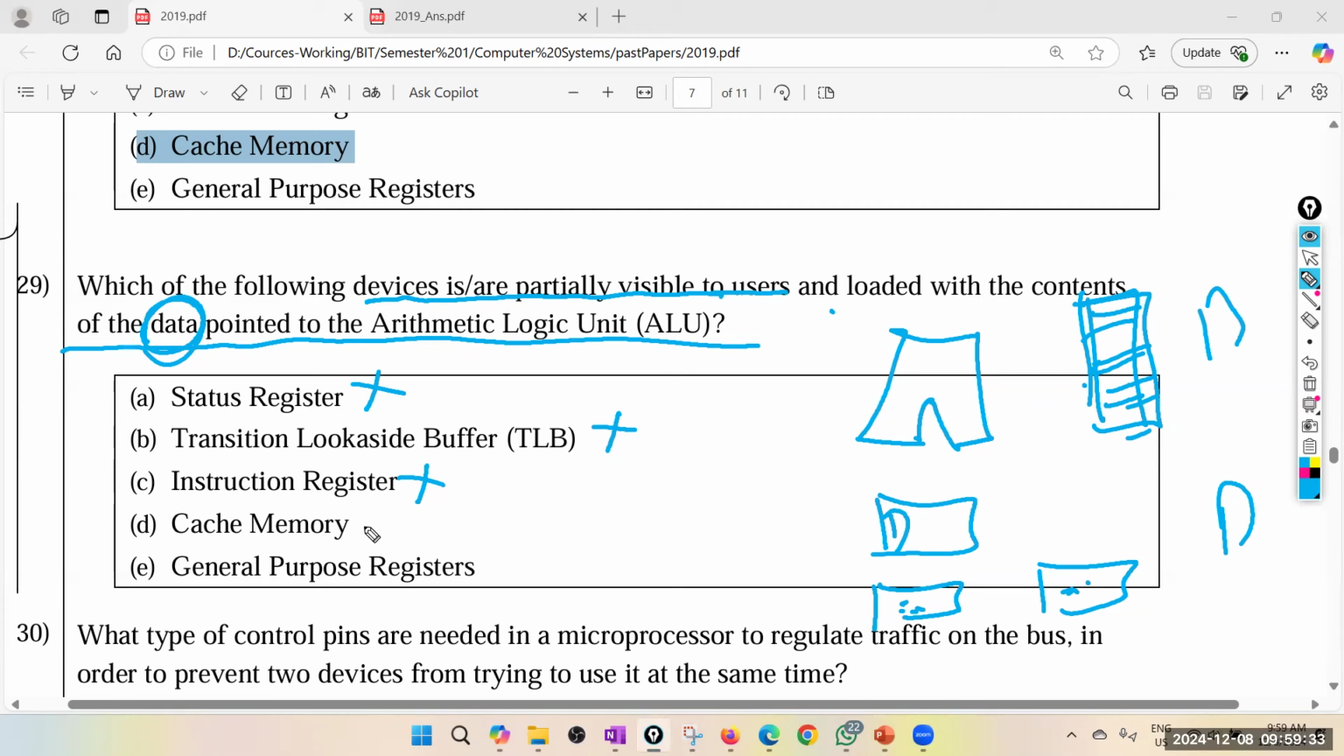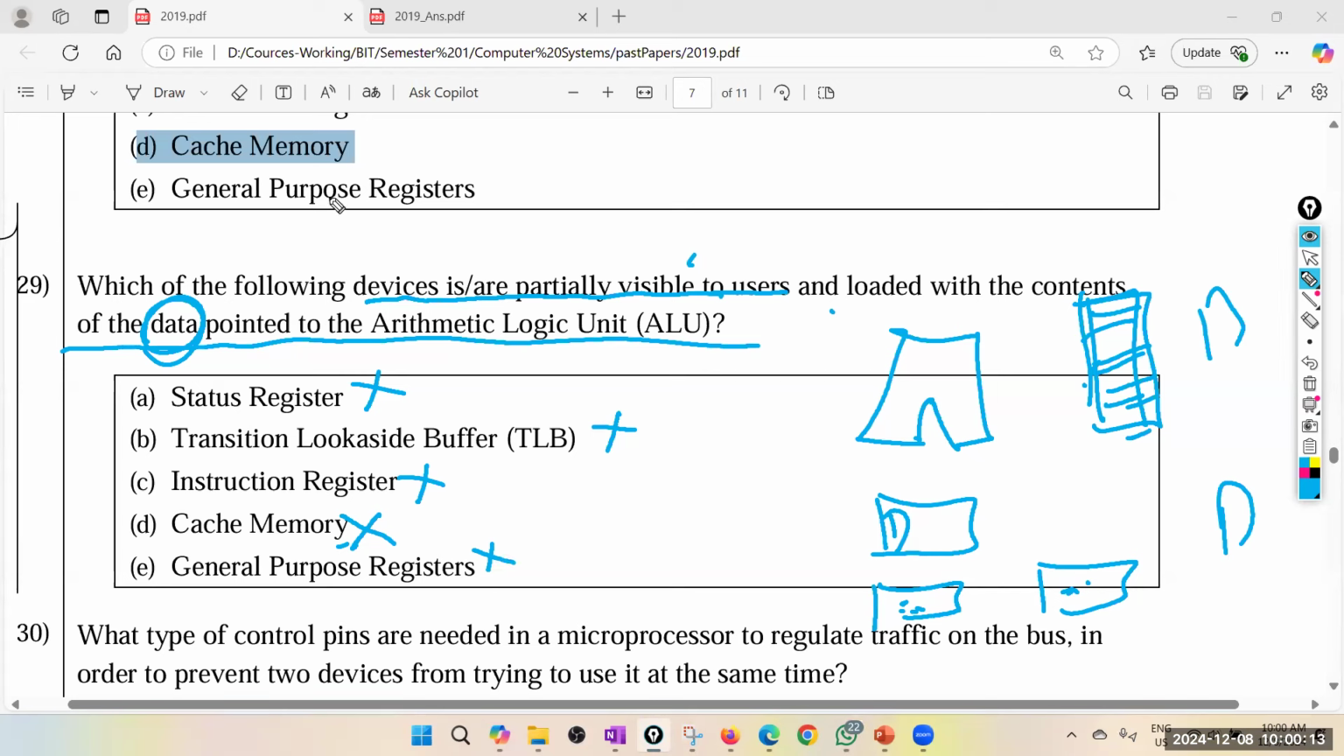Cache memory, partially visible to the user. Usually cache is not visible to us at all, because even in assembly code you don't refer to cache memory, but we refer to registers. So therefore we have no visibility about cache. General purpose register is also not for data. That is the issue. Okay. So in that case, sort of nothing is correct. Loaded with the contents of the data pointed to ALU.